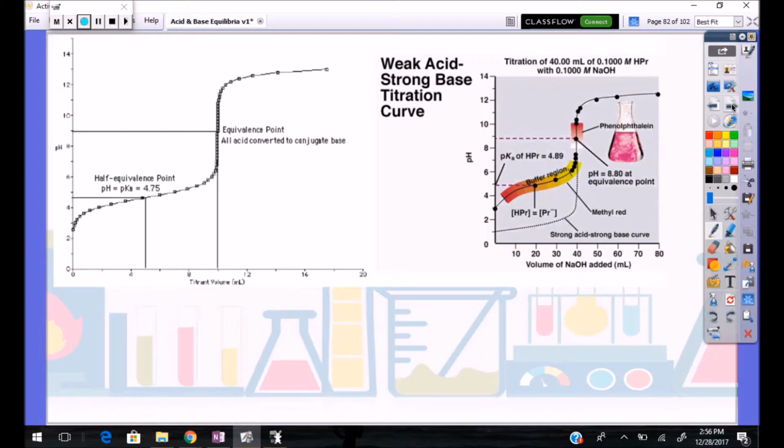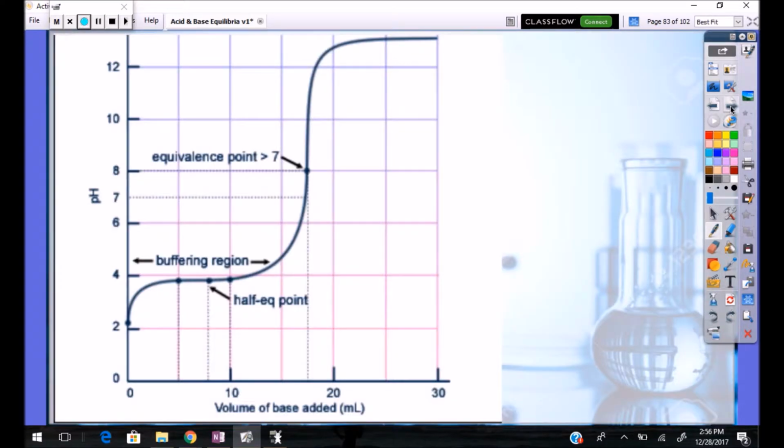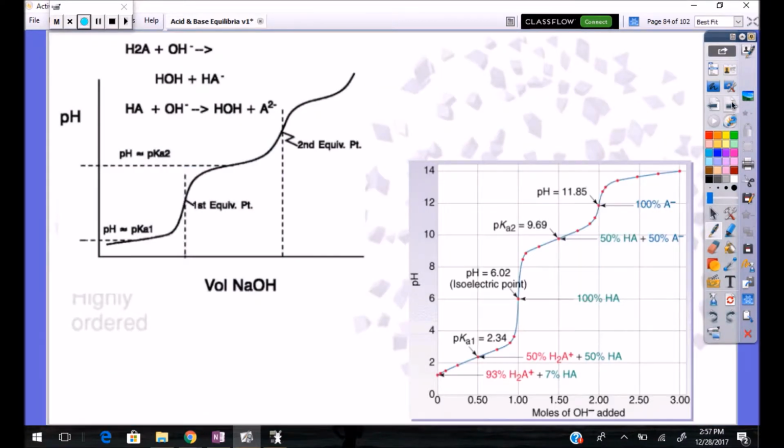One of the ones you won't see very often is weak base and weak acid. I don't know if I have one on here. You won't really see that too much because it just causes too many problems. You've got two RICE tables basically going in opposite directions. Not everything's dissociating. It's really complicated.